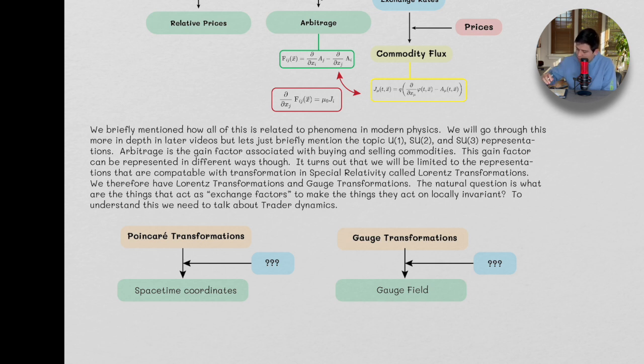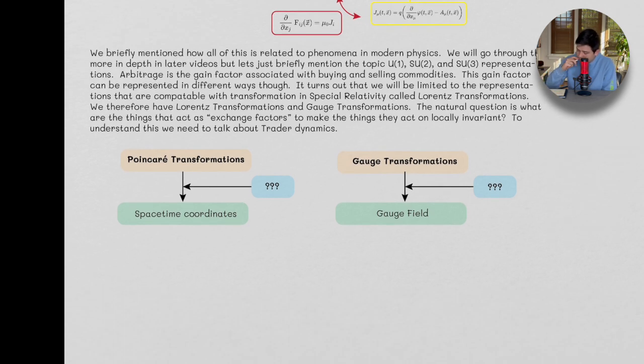And so we now want to introduce this picture where we have Poincare transformations. Poincare transformations are a more general class of Lorentz transformations. And these things are transformations on space-time coordinates. And then we have gauge transformations. These things are going to be transformations on a gauge field, right?